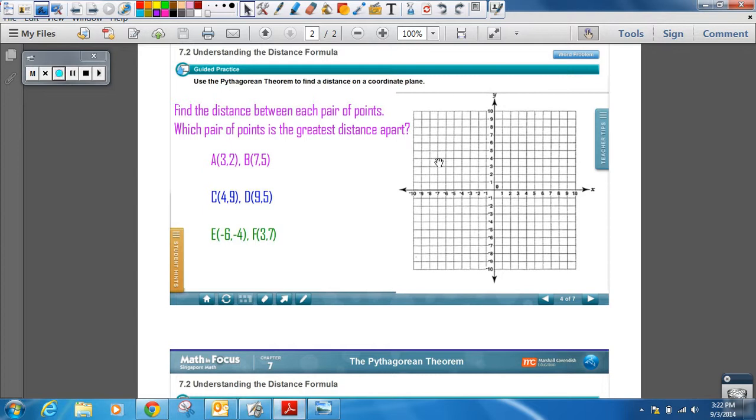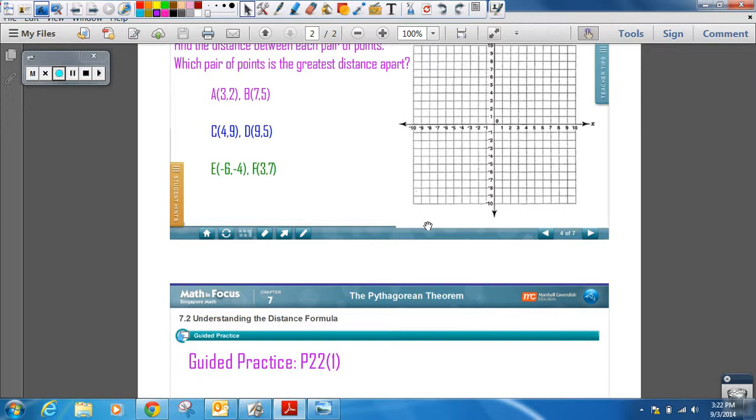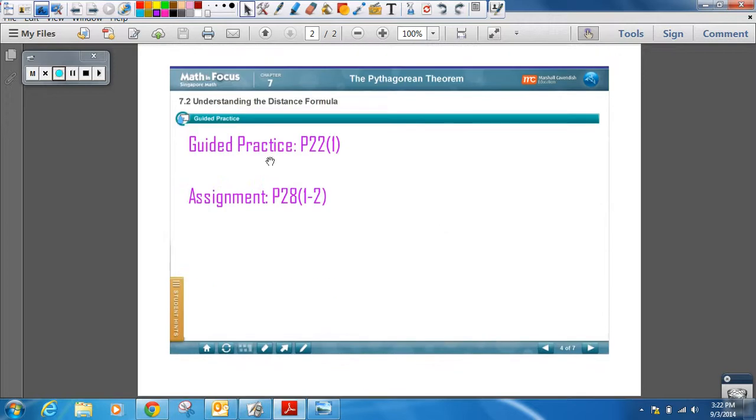So to let you know, tomorrow we'll find out a faster way and not having to graph to find those distances. But until then, you guys have guided practice, page 22, number 1, and assignment, page 28, 1 and 2.